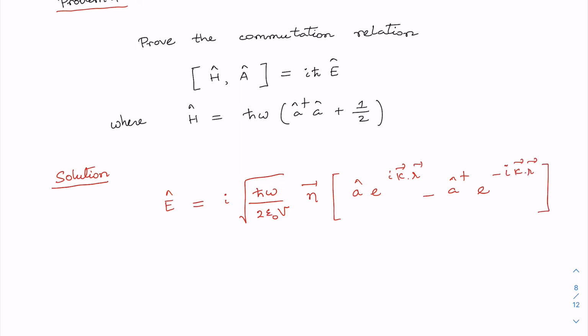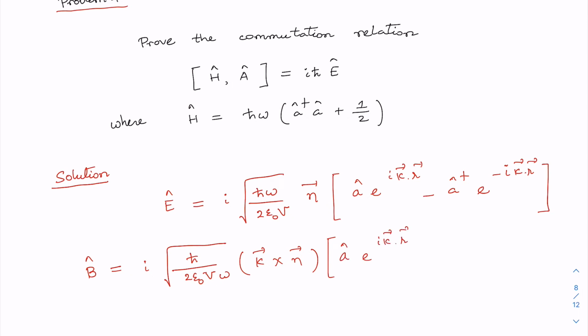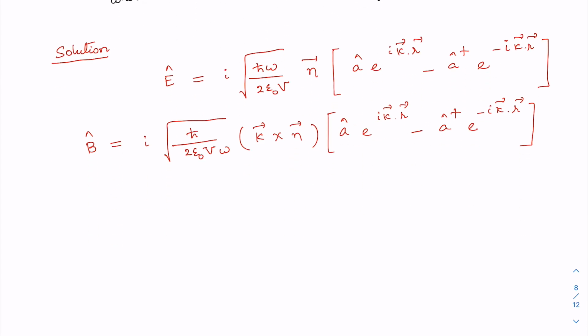So that is the electric field, and for the magnetic field, we know the expression was i ħ divided by 2 ε0 V ω square root, k cross η, and we had a e^{i k·r} minus a† e^{-i k·r}. We have not worked out the expression for the vector potential, but it can also be very easily worked out, and in fact I urge you to verify it.